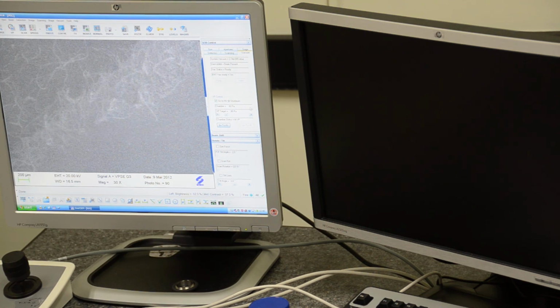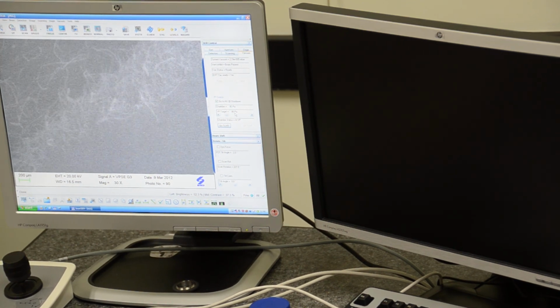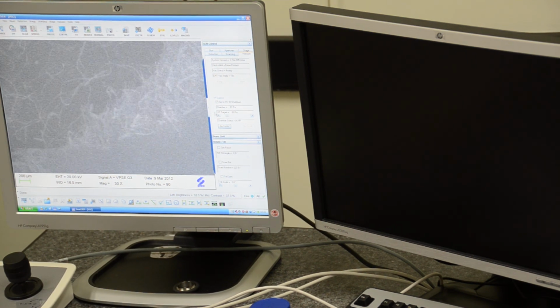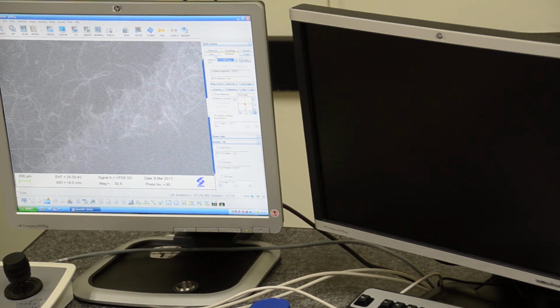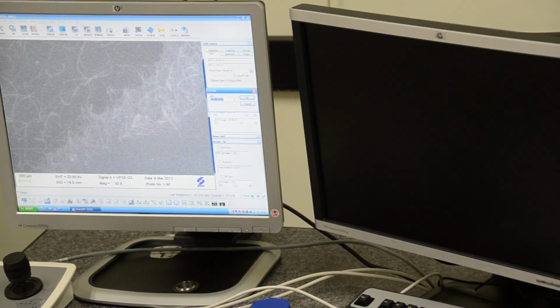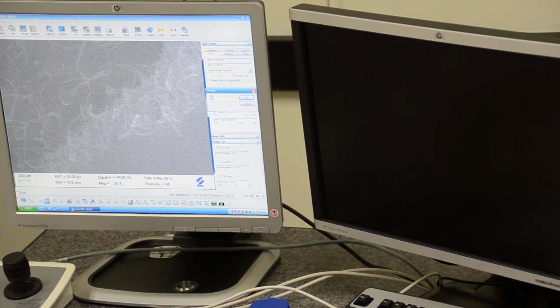So you see I put 80. This value is not fixed. It differs from sample to sample. But I go to the gun, and I'm not using such a large probe current. I'm using 300 frequency.